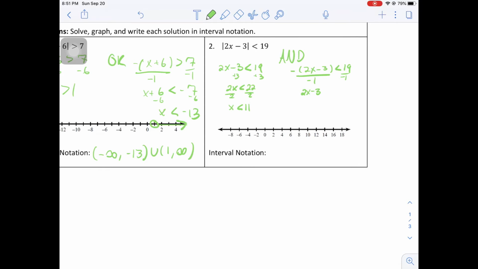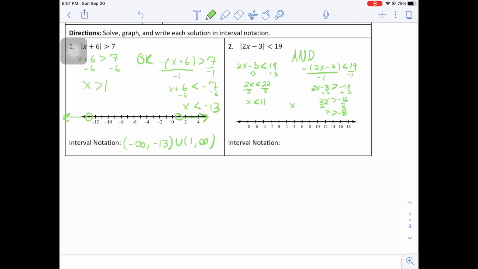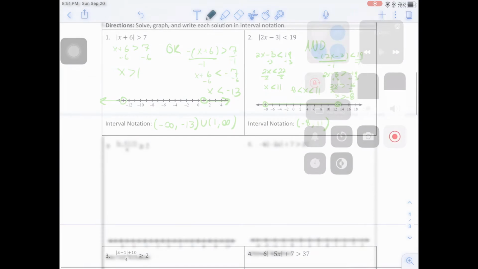Divide by negative 1 from both sides, we get 2x minus 3 is greater than negative 19. Add 3. 2x is greater than negative 16. Math. Divide by 2. X is greater than negative 8. So then our and statement is going to be x in the middle, 11 on the right because that's the higher one, negative 8 on the left because that's the lower one. So then we fill this in, negative 8, open circle, positive 11 is going to be right there, open circle. And then we just connect those two things. Interval notation would say negative 8 to 11, both with parentheses because there's no equal sign.